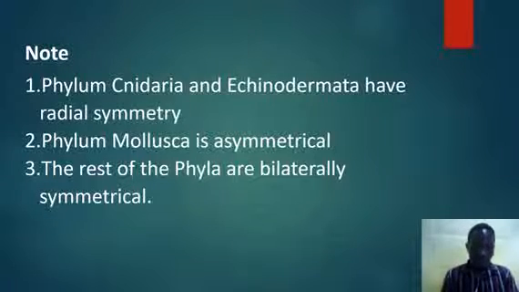Then the very last one is that the rest of the phyla, that is the others we spoke of, apart from Mollusca, Cnidaria and Echinodermata, have bilateral symmetry. It means that these ones can be divided along just one plane to get two halves that are mirror images. So that is that for this as well.